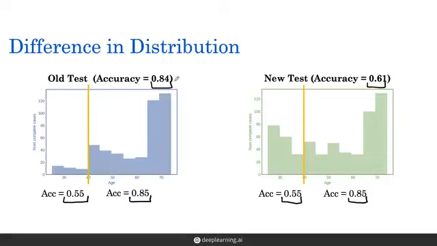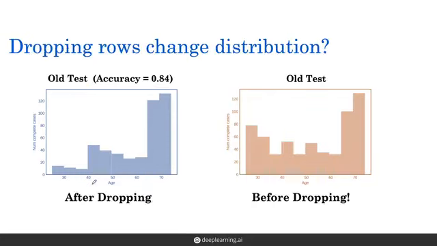Okay, so it looks like we have diagnosed the problem down to that on patients that are younger than 40, we're not performing well. But how did we end up with an old test set that did not contain any patients under 40? Is it possible that when we dropped missing cases, we dropped a lot of young patients? And to test that, we can graph the distribution of the old test set before and after the dropping of the cases with incomplete blood pressure measurements.